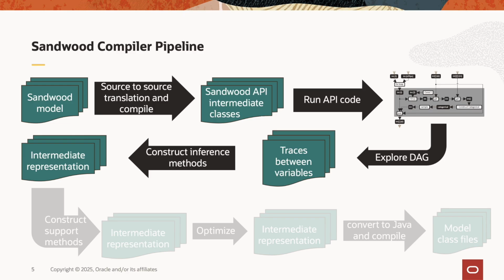Having constructed the DAG, we explore it for all of the variables that are of interest and all of the possible traces between these variables. Having gathered all of this information, we then use that to construct the various inference methods required by the model. The output from this pipeline is a set of classes that represent the model.